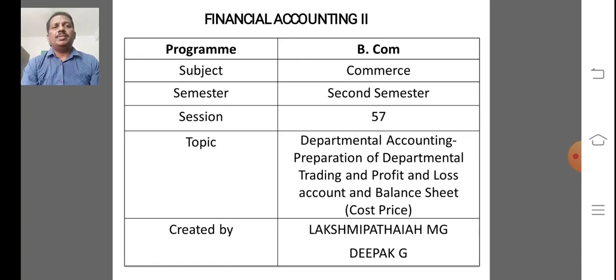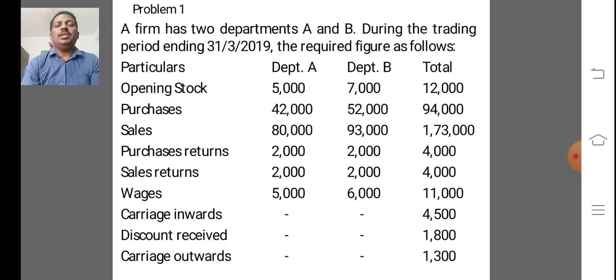Now I am discussing session number 57. The topic is Departmental Accounting. Under this session, I am working the problems, that is preparation of departmental trading and profit and loss account, and also balance sheet by using the cost price method. So I am taking problem number 1.